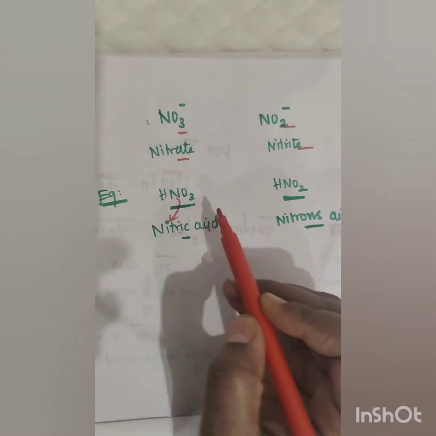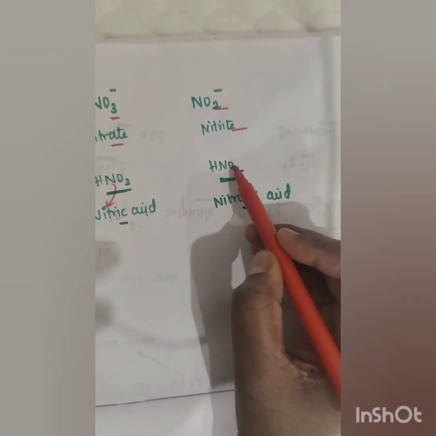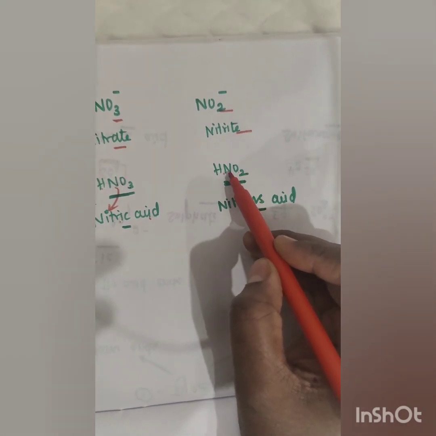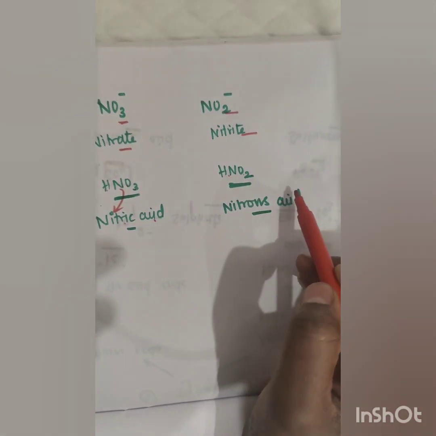So, nitric acid. And here it is the same thing: hydrogen with NO2, and the name is derived from this polyatomic group. So HNO2 is nitrous acid.